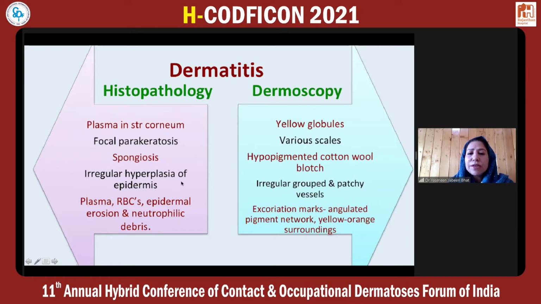Then irregular hyperplasia of the epidermis at occasional sites leads to grouped and patchy vessels. So we can see them patchily, not uniformly, unlike psoriasis and other conditions. And the other exudative changes in the layers of the skin are visible as excoriation marks, angulated pigment network, or yellow-orange surroundings. So this is what we are going to see in dermatitis, right?